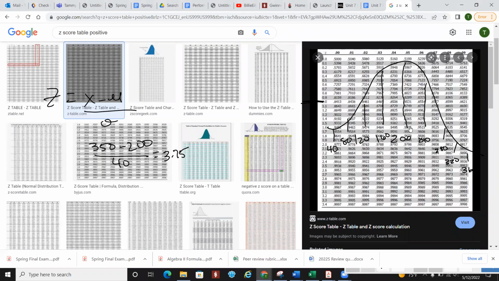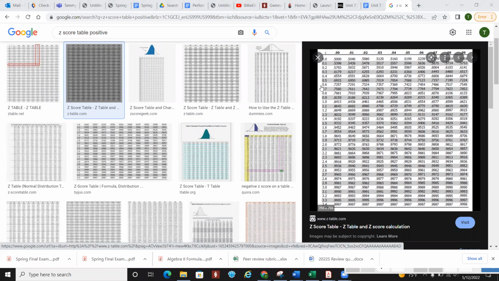Okay, so I'm going to hit clear all drawings and then I'm going to put it back up here in a second. 3.75. But do you see where 3.75 is on our chart? Is there even an option for that? No, it's way off, right? So what's the likelihood of that actually happening? It's not happening, right? Because it's way off the chart.